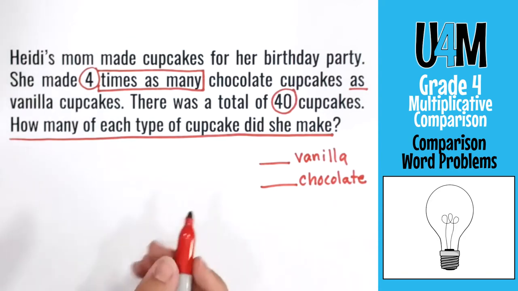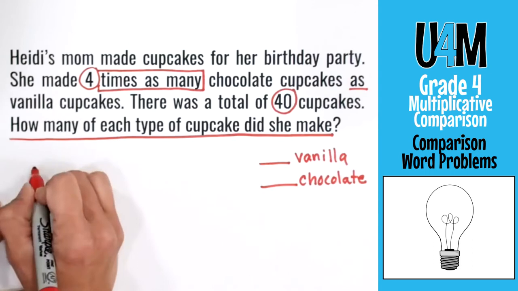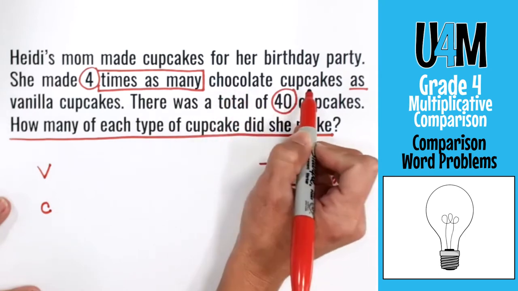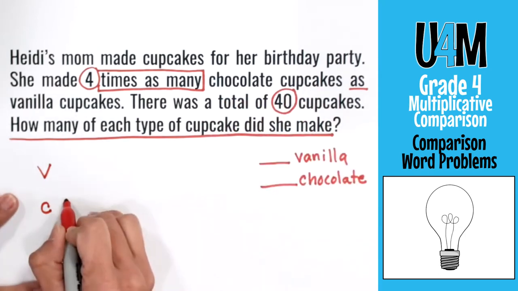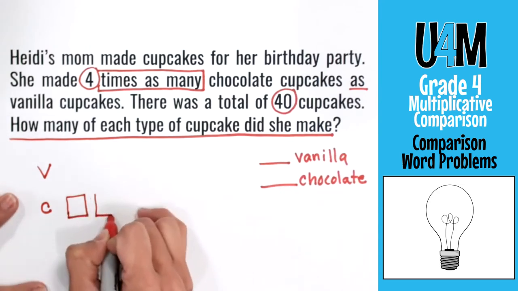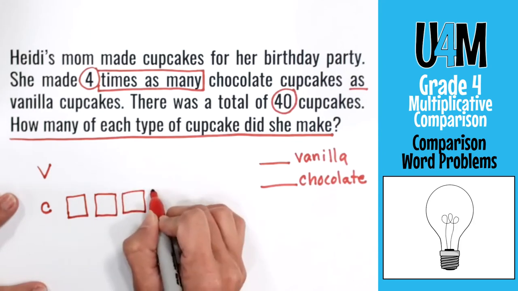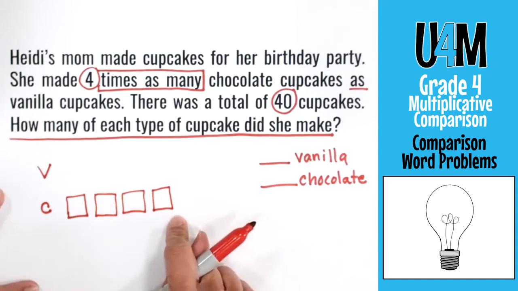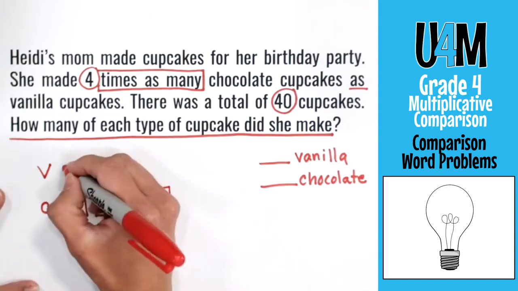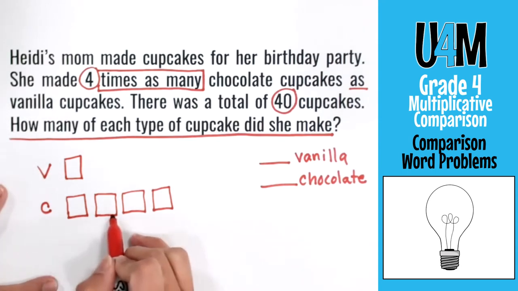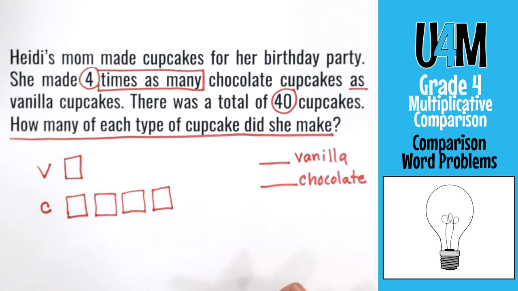When we use a model, we're going to start by creating a little bit of a chart. So we have vanilla and we have chocolate. And we know we have 4 times as many chocolate cupcakes. So we used these models when we were creating equations in our first lesson. So now we're going to use them here. I'm going to make 4 boxes for the chocolate cupcakes. So that indicates that there's 4 times as many. But I don't know how many vanilla there are. So I'm going to put another box for vanilla. So I have 1 box for vanilla that indicates that that's the base, and then 4 boxes for chocolate because there's 4 times as many.